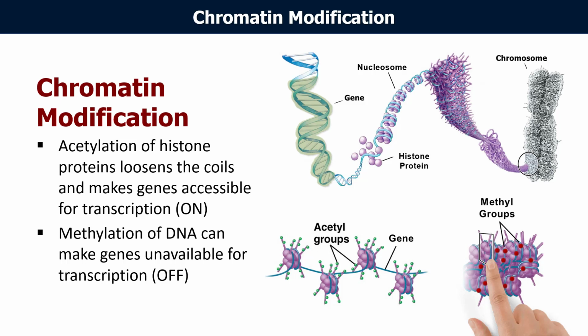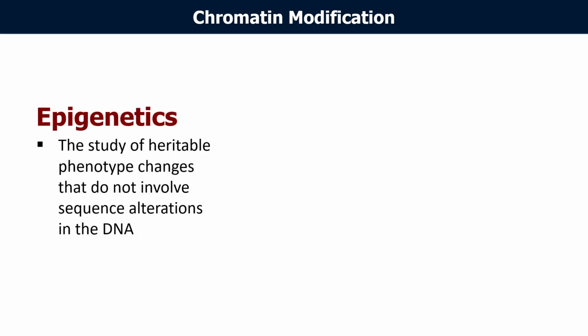Now, these two ideas, acetylation of the histones and methylation of the DNA, are things that we call epigenetics. So these are things that are added on top of the genes, literally epigenetics, acetyl groups and methyl groups, that help regulate when and where a gene is expressed in a cell. And this was a pretty interesting discovery in the last decade or so. So epigenetics is a new field of study. It is the study of heritable phenotype changes that do not involve sequence alterations in the DNA.